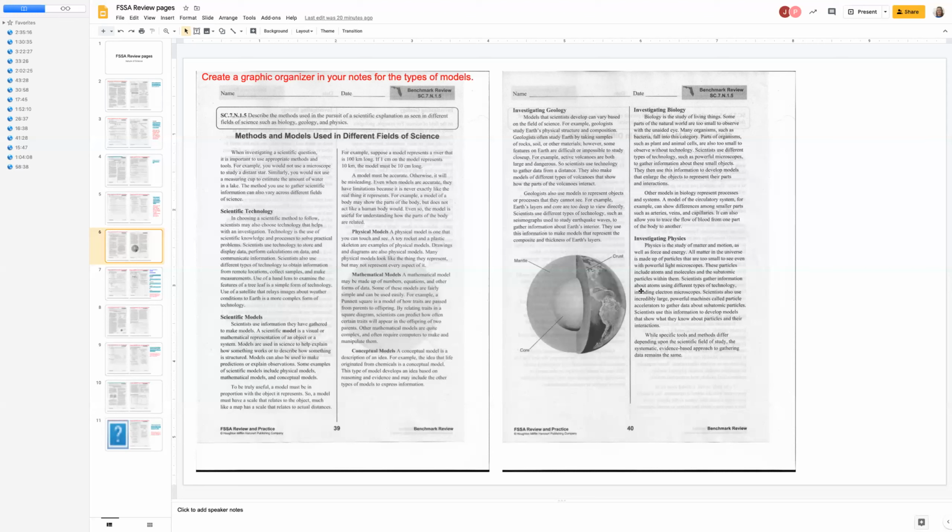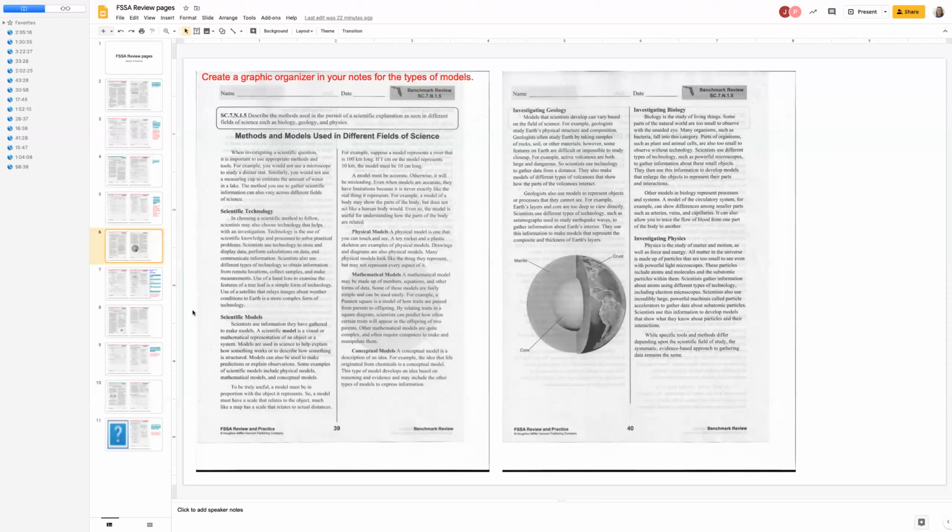Scientists gather information about atoms using different types of technology, including electron microscopes. Scientists also use incredibly large, powerful machines called particle accelerators to gather data about subatomic particles. Scientists use this information to develop models that show what they know about particles and their interactions. While specific tools and methods differ depending upon the scientific field of study, the systematic, evidence-based approach to gather data remains the same.